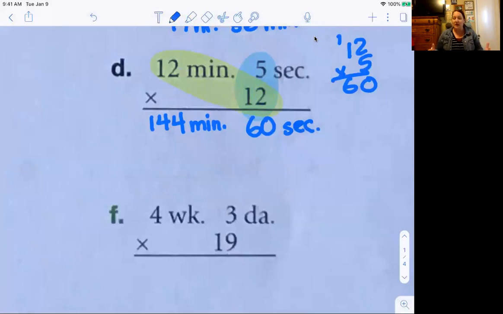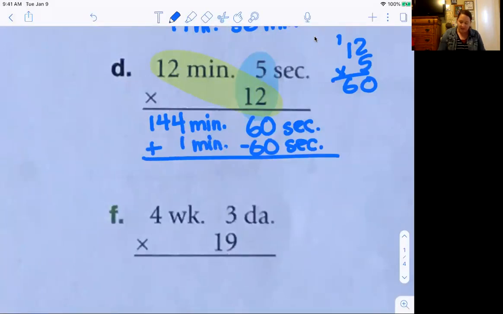So let's convert now. Letter D. How many seconds are in a minute? 60. And how many groups of 60 can we get out of 60? 1. So we're going to subtract 60 seconds and add 1 minute. Here we go. 60 minus 60? Nope. 144 plus 1? 145 minutes.